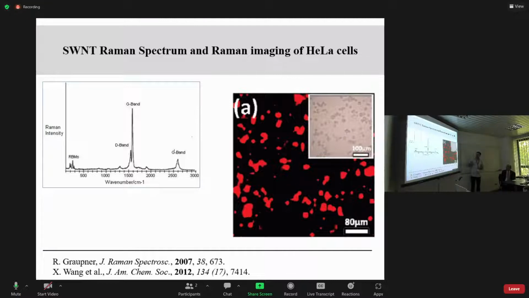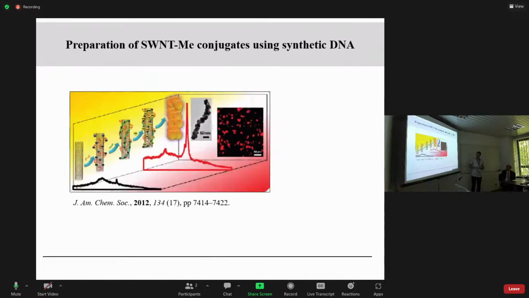Well, that's what these authors have done. Actually, they proposed an interesting approach, a 5-step approach. When they finally succeeded to decorate carbon nanotubes with gold nanoparticles, they succeeded to increase the signal of the carbon nanotube and subsequently to image the HeLa cells.